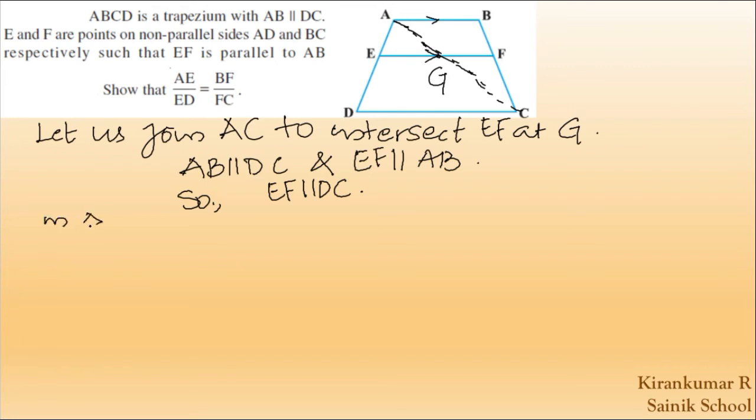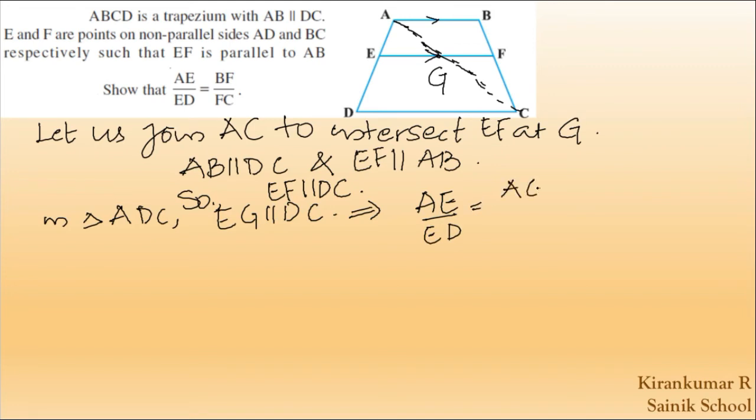In triangle ADC, we have EG parallel to DC. This implies AE upon ED will be equal to AG upon GC. This is by basic proportionality theorem.